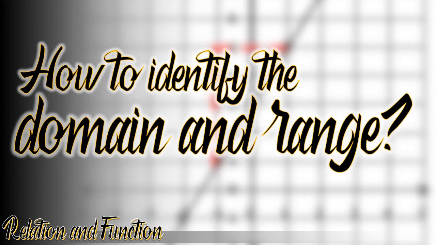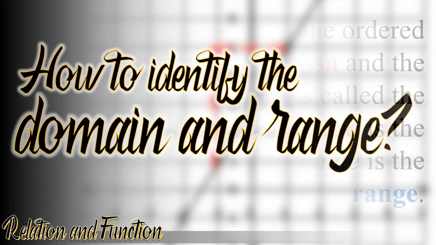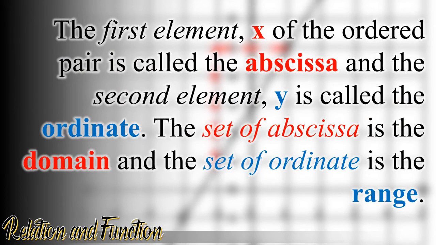Now, how to identify the domain and the range? So, napaka-simple lang nun. The first element, x, of the ordered pair is called the abscissa, and the second element, y, is called the ordinate. And the set of abscissa is the domain, meaning it is the set of x values. And the set of ordinate, or the set of y values, or the set of y coordinates, is the range.